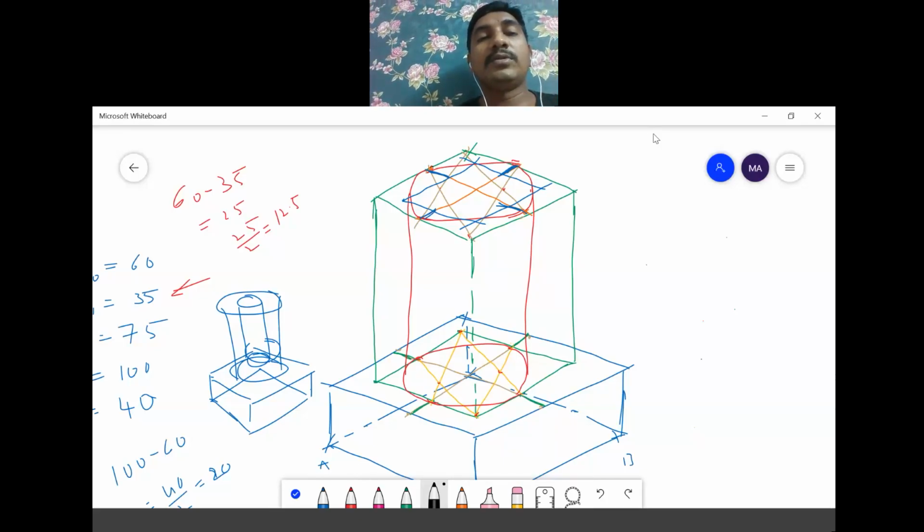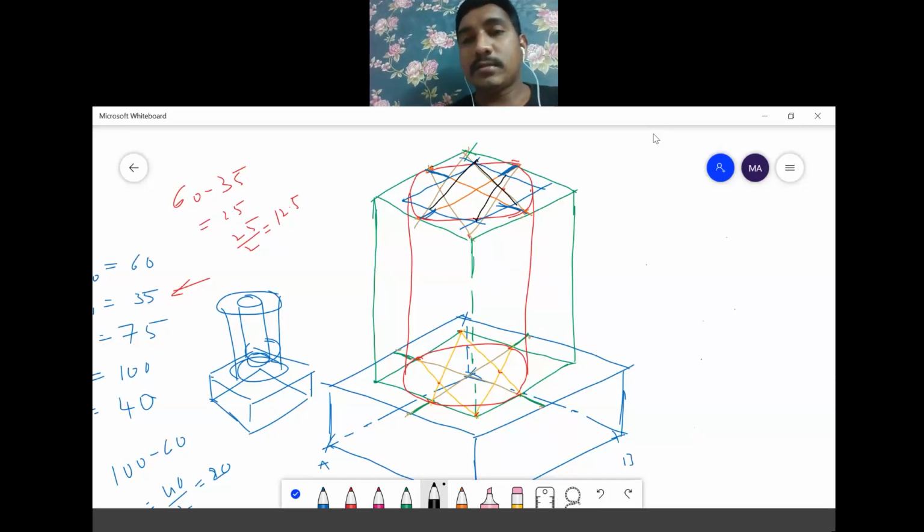35 mm. So I am drawing a circle in it using the 4 center method. I am joining this as a center, this as a radius. I am drawing one arc, one line. From the top vertex to these centers, I am joining the lines here. From the bottom vertex to these centers, I am joining the lines here.